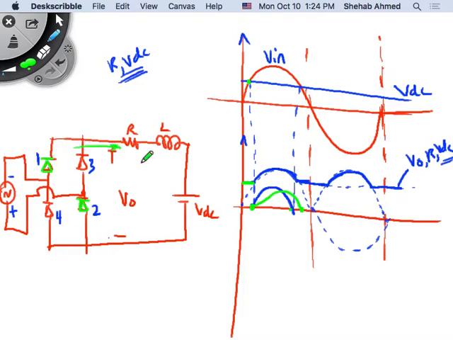So diode 1 will remain on, diode 2 will remain on for the duration of current conduction. So as long as diode 1 and 2 are on, then the output voltage is equal to the input voltage, right? So the output voltage will equal the input voltage all the way until here. And then current stops. If current stops flowing, then the output voltage is equal to VDC again, right? And we repeat the cycle.